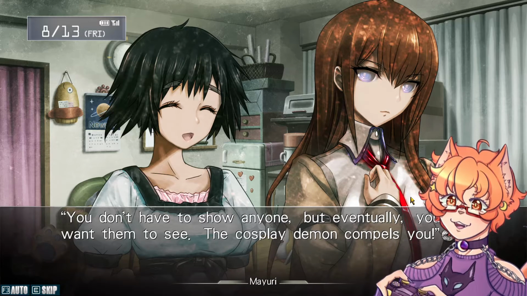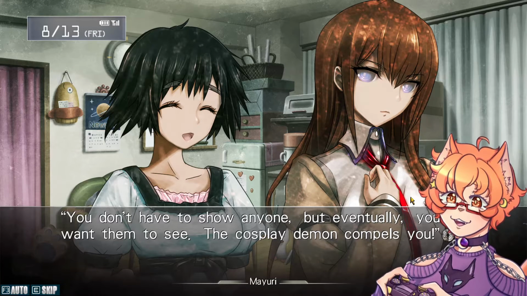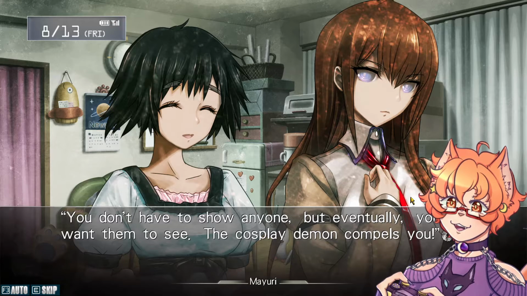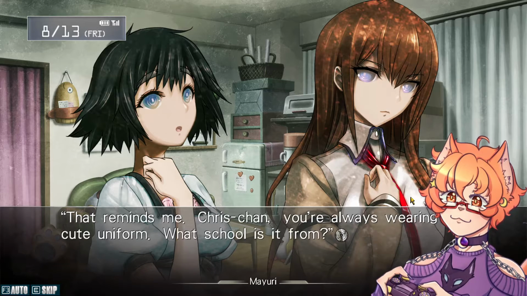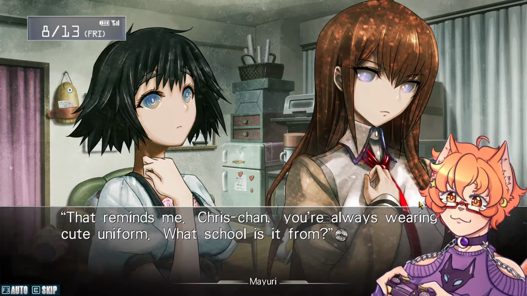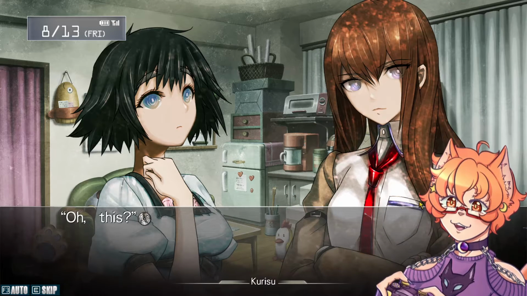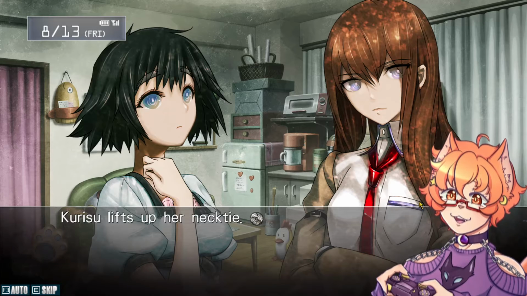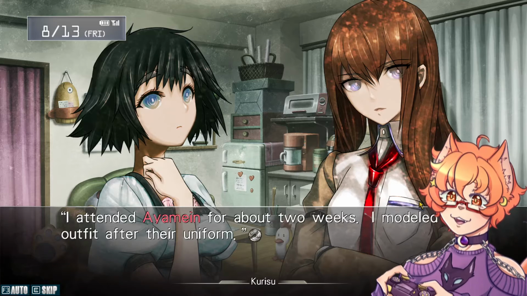You don't have to show anyone, but eventually you'll want them to see. The cosplay demon compels you! The cosplay demon? That reminds me. Christina, you're always wearing that cute uniform. What school is it from? Oh, this? Kurisu lifts up her necktie. I attended Ayamain for about 2 weeks. I modeled this outfit after their uniform.